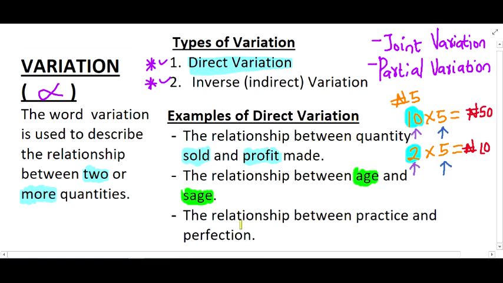And the last one I have here is the relationship between practice and perfection. If you want to do well in any career or profession, it is ideal for you to practice, and if you practice well, you become a professional in that field. So the more you practice, the better you become, which means there's a direct relationship between the practice you give to your work and the product it gives you at the end of it. Let's go ahead and solve some questions.